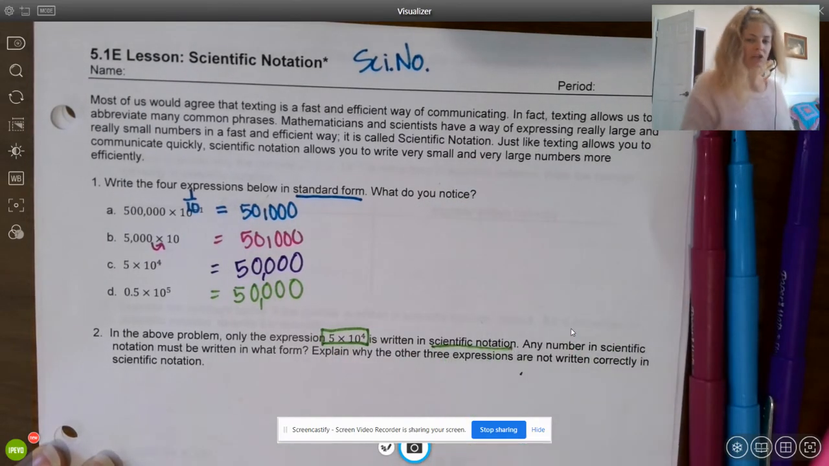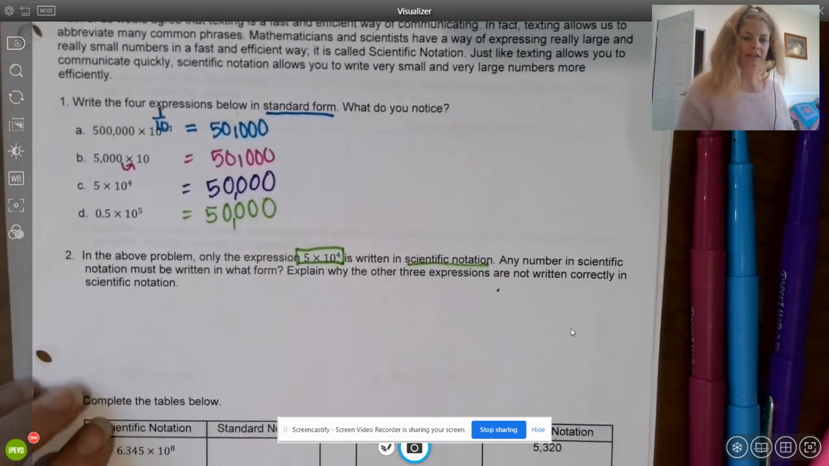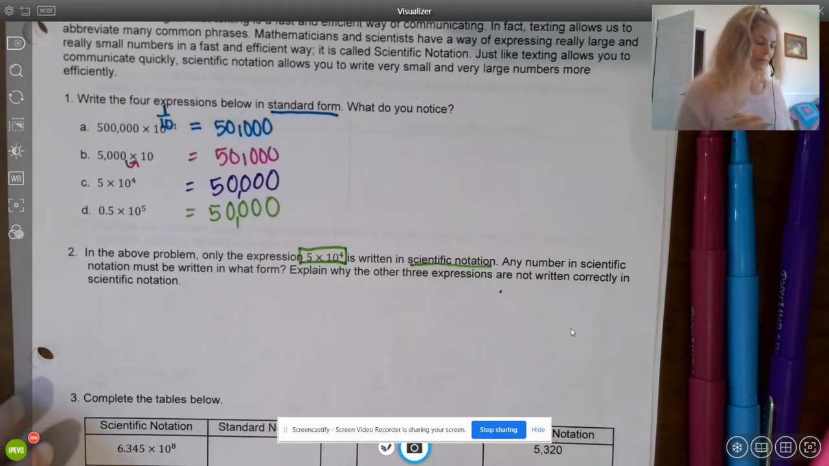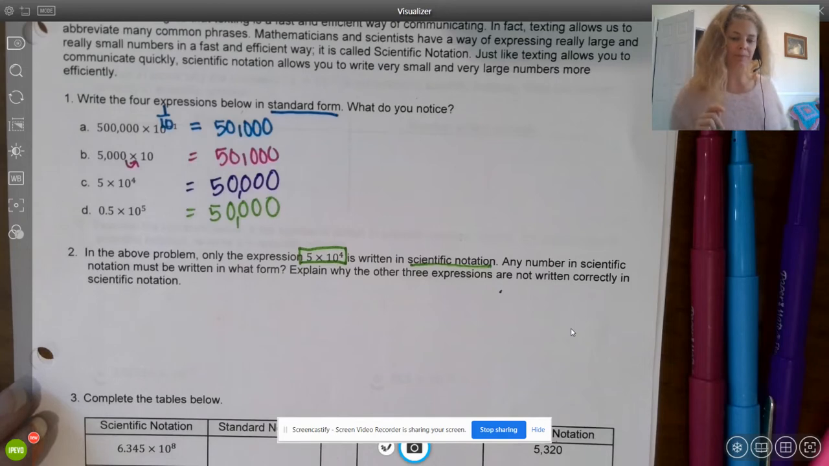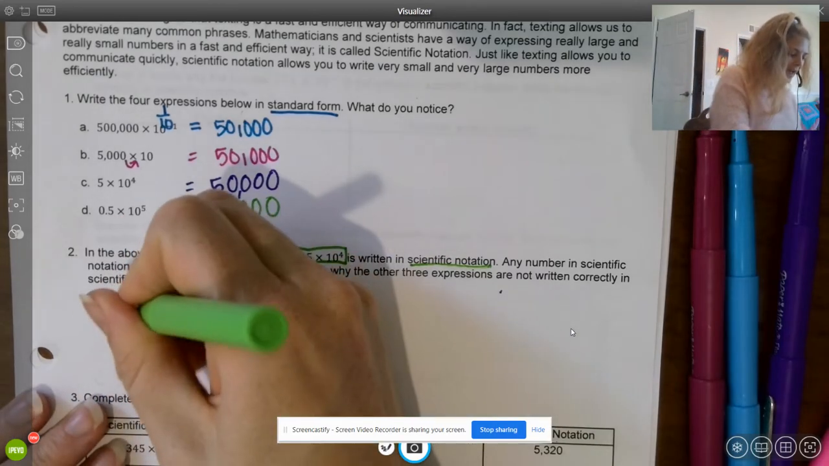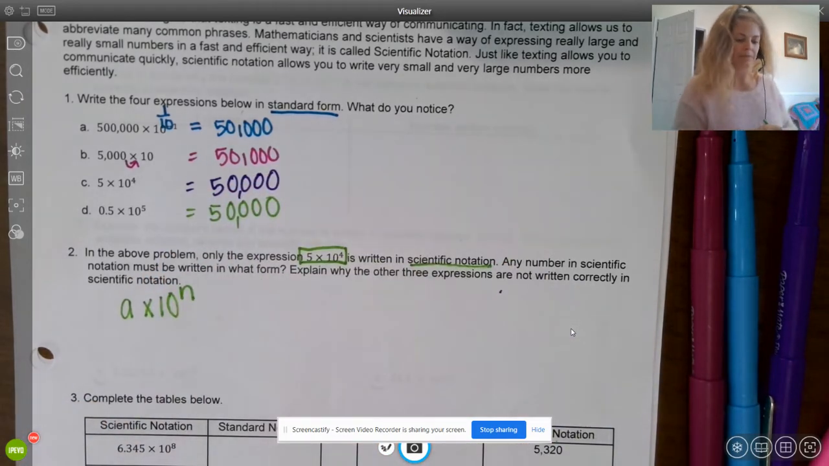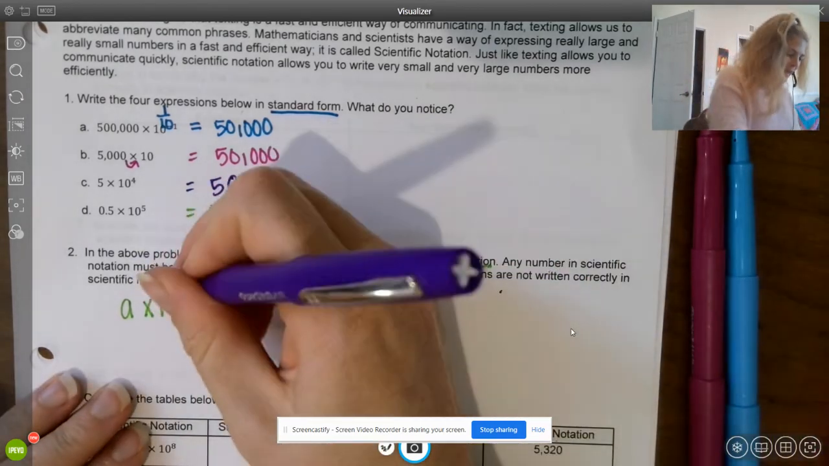Notice in the above problem, only the expression 5 times 10 to the 4th is written in scientific notation. That was one of our learning outcomes today: can you tell when a number is written in scientific notation? Any number written in scientific notation must be written in a special form. This form is A times 10 to the n power.